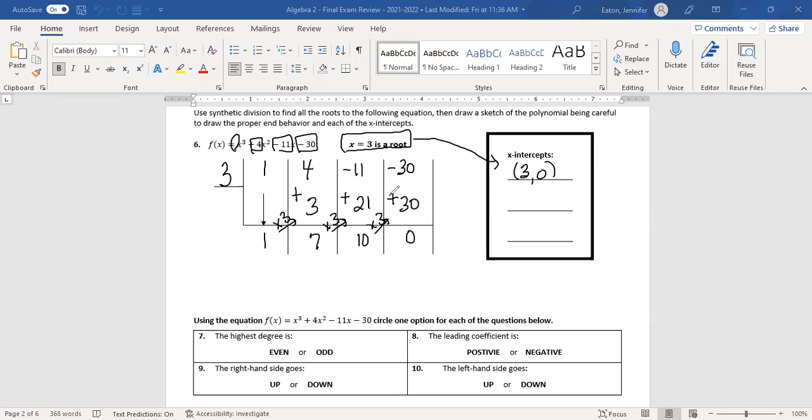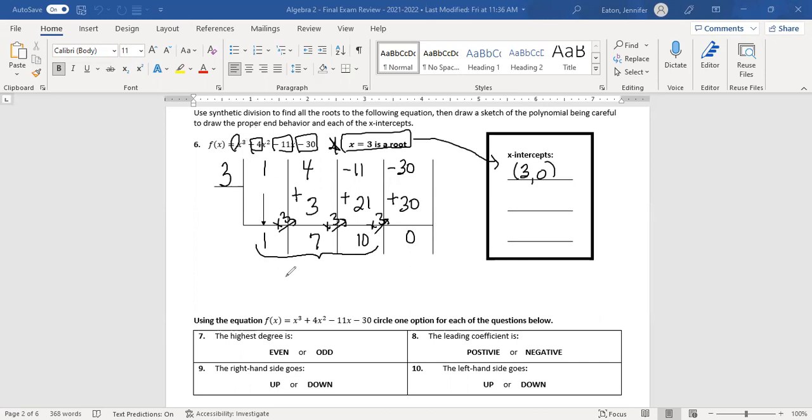Now, remember when we're looking for our x-intercepts and you are given a root in the beginning of the question, you must get 0 on the end here. If you don't get 0 on the end, you did something incorrect, because we need these 3 numbers and these 3 numbers only. These become our new equation.